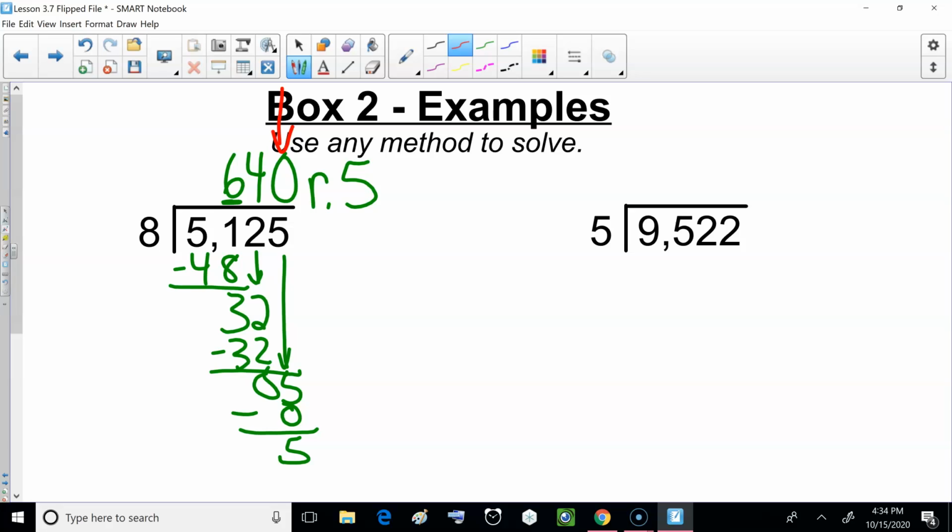And here we go with this one. 5 can go into 9 one time. 1 times 5 is 5. Subtract, it's 4. Bring down the 5. 4 times 5 is 45, that's a big number. I'm going to go with a 9.